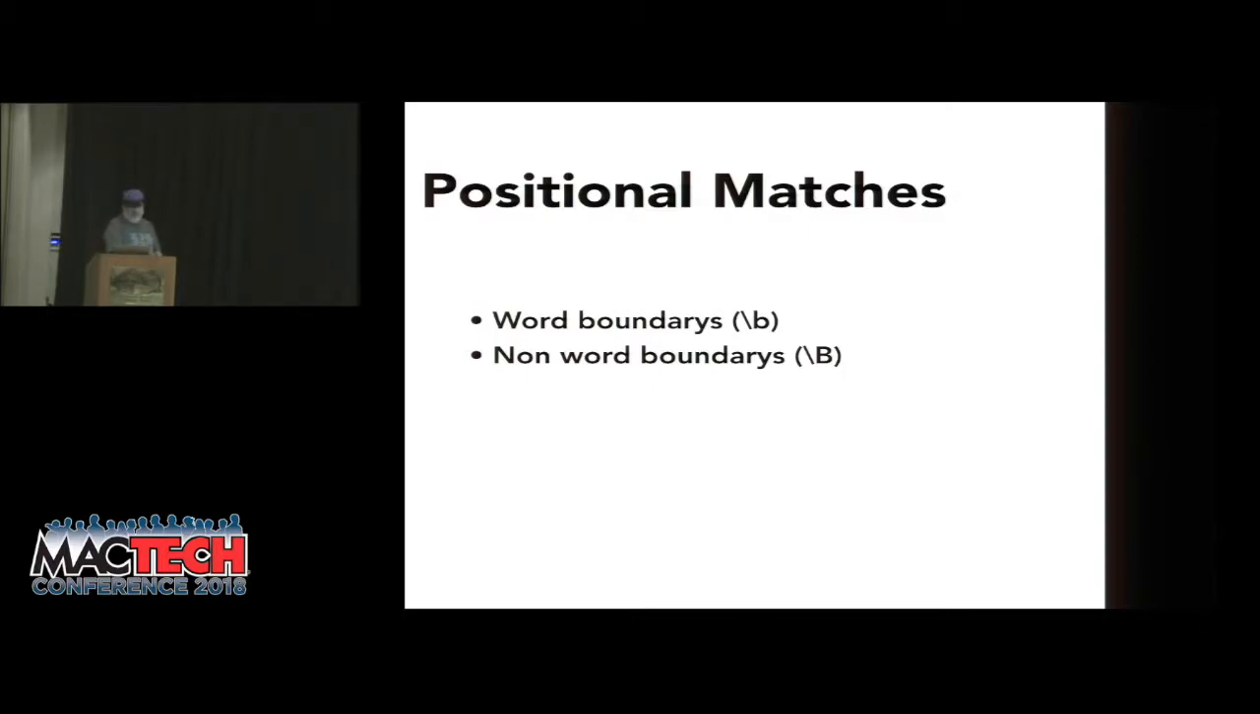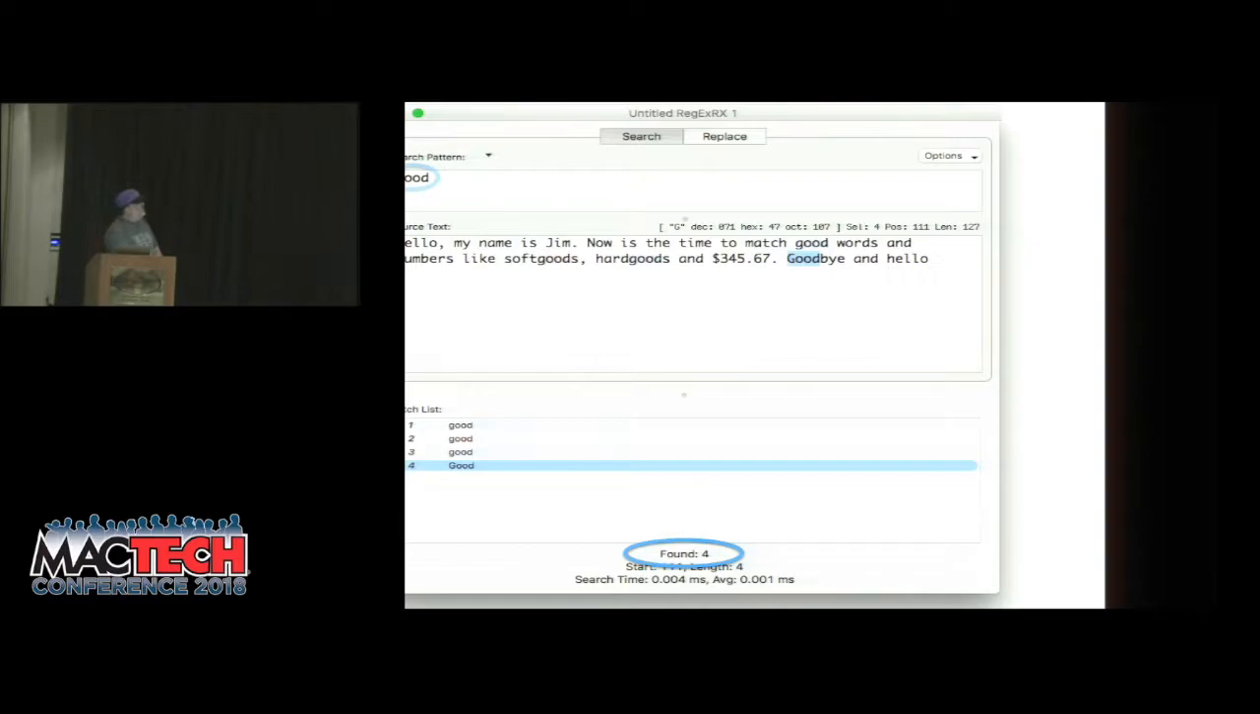So now, earlier we talked about positional matches of being at the beginning or end of the entire text. Sometimes you may not care about that absolute position, but you might want to make sure that something is either at the beginning or end of a word, or not at the beginning and end of the word. So let's look at how we can do that. Here I've got, again, a very simple pattern, just good. And there are 4 matches of good: good, soft goods, hard goods, and goodbye. So only one of those is the word good, and the others have that embedded in something larger.